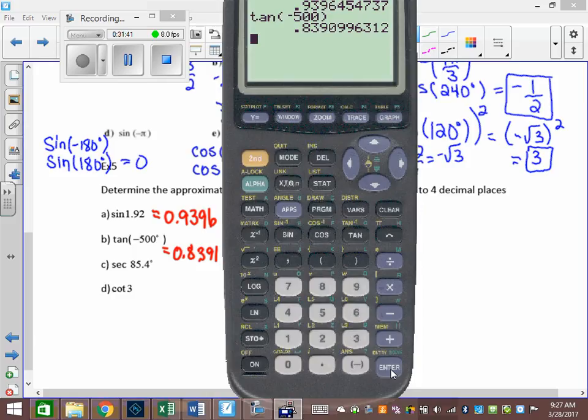When you're almost ready to crumble, think, oh, right, I have a formula sheet. Maybe it can help me. So I go to my formula sheet, and my formula sheet says secant theta, or in this case, secant 85.4 degrees, is the same as 1 over cos of 85.4. Oh, yay! Type it in like that. That's all I got to do. Don't let it throw you off.